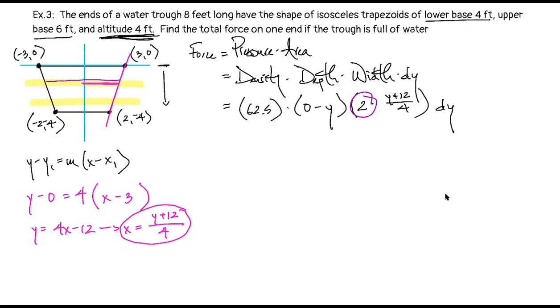All right. Now let's set up our integral and think about our bounds. So force equals the integral. I keep my 62.5. I know that I have a negative y, since 0 minus y gives me negative y. I'm going to take this 2 and this 4 and bump them out into the front, so I'll have 2 over 4. And then I have y plus 12 left.